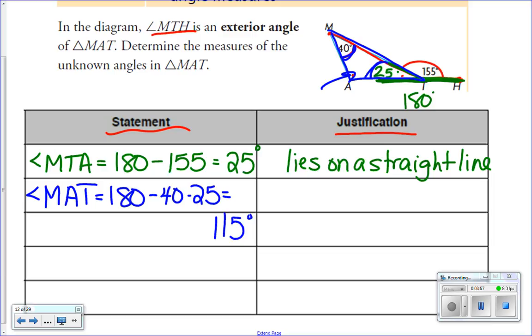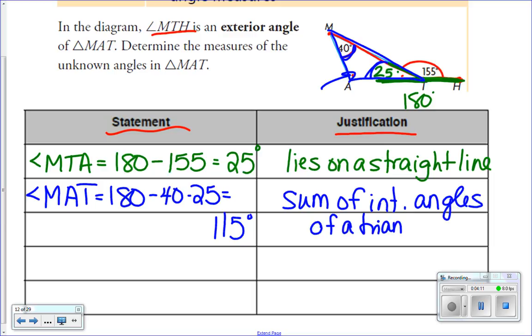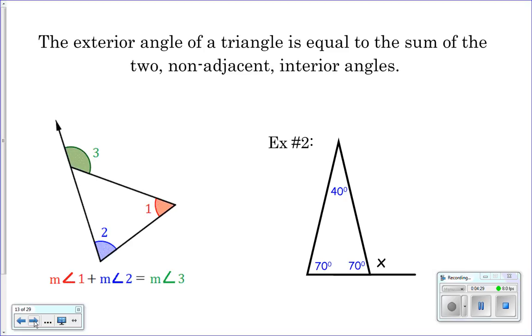What is our justification? Again, why do we know to subtract from 180? Well, we know the sum of interior angles of a triangle is 180 degrees. Okay? So what you guys are again expected to do in Math 20-2 is not only find the angle, figure it out using the rules, you need to tell me in words why did it work? How did you do it? Why does it make sense?